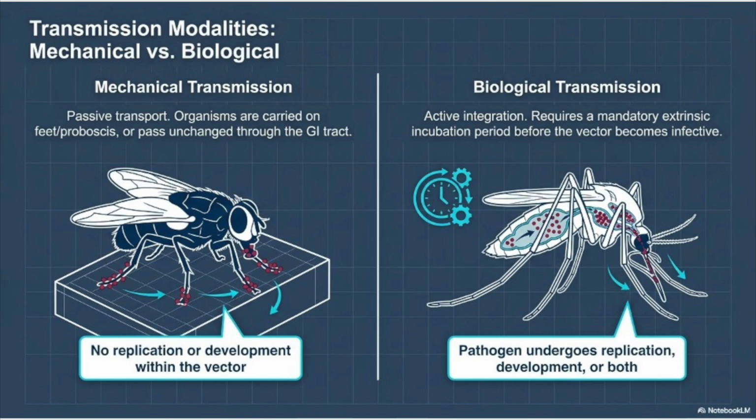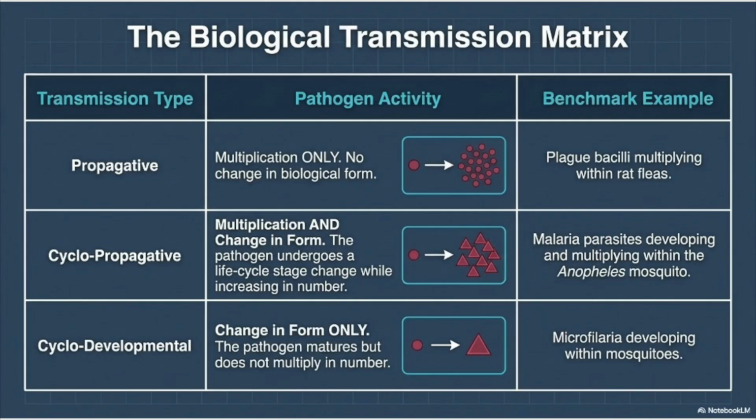In biological transmission, the pathogen undergoes multiplication, development, or both within the vector before becoming infective. Biological transmission is classified into propagative, cyclopropagative, and cyclodevelopmental types. In propagative transmission, only multiplication occurs, as in plague bacilli multiplying within rat fleas. In cyclopropagative transmission, both multiplication and developmental changes occur, as in malaria parasites developing within the Anopheles mosquito. In cyclodevelopmental transmission, only developmental changes occur without multiplication, as seen in filarial parasites inside mosquitoes.